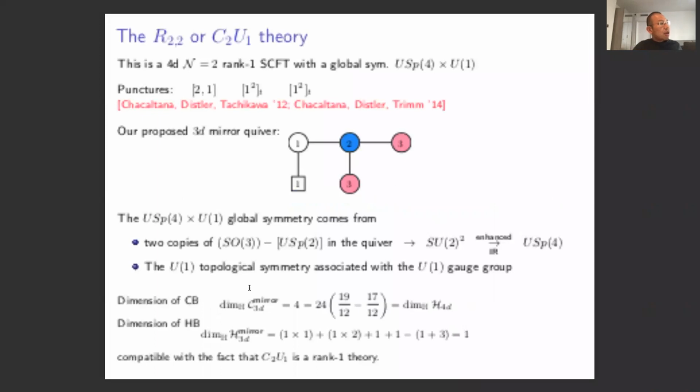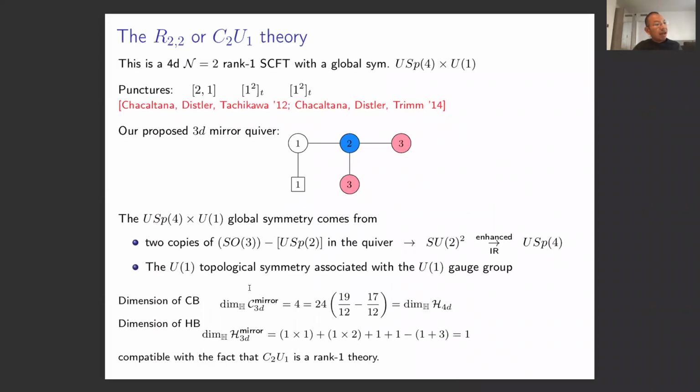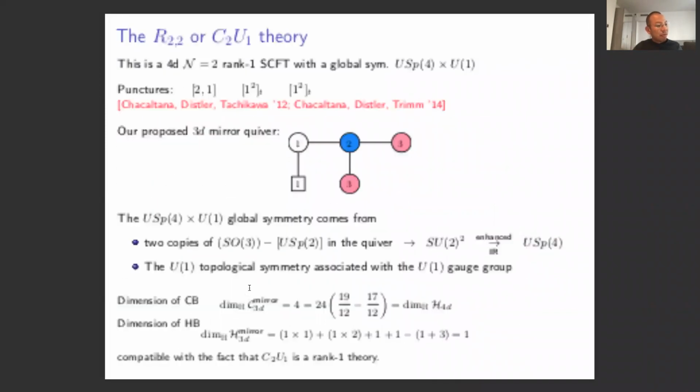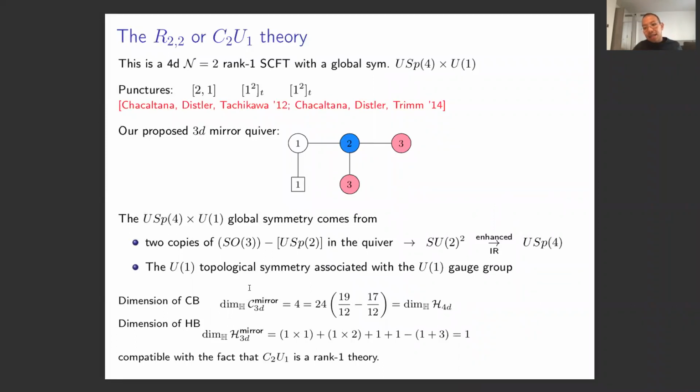And now, let me go to the last example, which is example number 3. And then I will discuss another powerful tool of having a Lagrangian. Okay, so now let's go to the third example. This is called the C2U1 theory or R2,2 theory. This theory turns out to have USp(4) times U(1). It's a rank 1 superconformal field theory with this global symmetry.